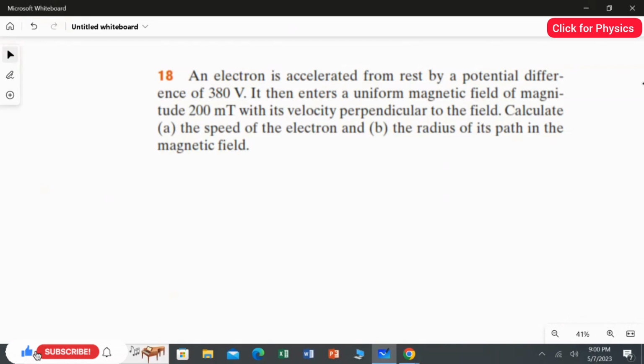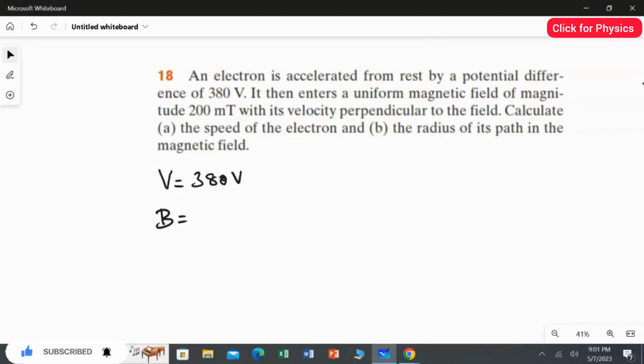We are just going to take an electron. Initially the electron is at rest, and then by giving the potential difference of 380 volt, we are going to accelerate the electron from rest. So the potential value V is equal to 380 volt. After you give this potential, the electron is accelerated and enters the uniform magnetic field, and the magnetic field value is 200 millitesla.